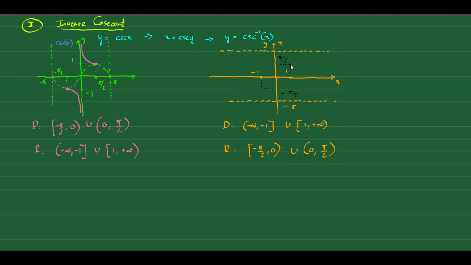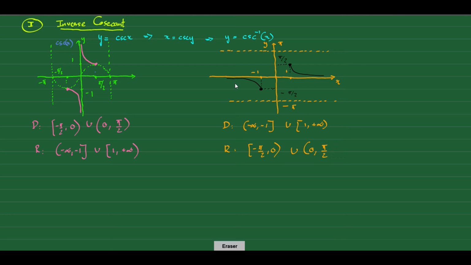Okay, now we're going to go over here. I'm sorry, like that. So it's going to be like that. Okay, and over here it's going to go like this. There you go. Okay, so that's why I go from negative infinity to negative 1, and from 1 to positive infinity. And the other one is negative pi over 2 to 0, and 0 to pi over 2.